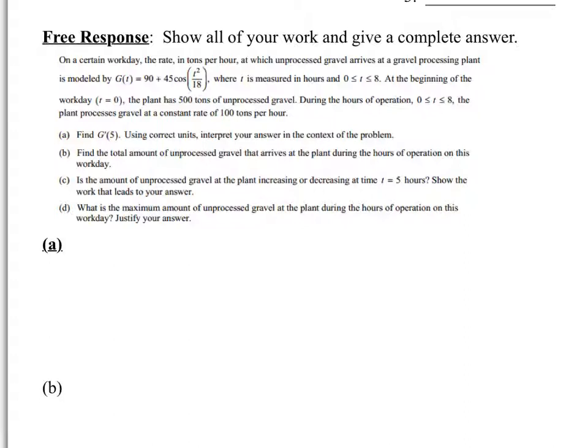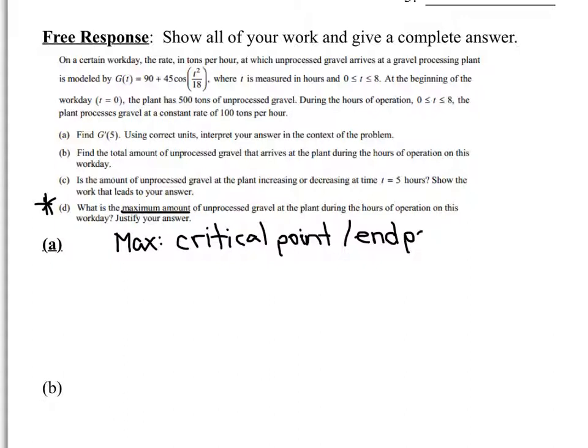Okay, now let's answer the last question of this prompt, letter D, where they're asking what is the maximum amount of unprocessed gravel. To find a maximum amount, we need to set the derivative of the amount function equal to 0, so we can find a critical point. And then we also need to look at the endpoints to find which is the absolute maximum.